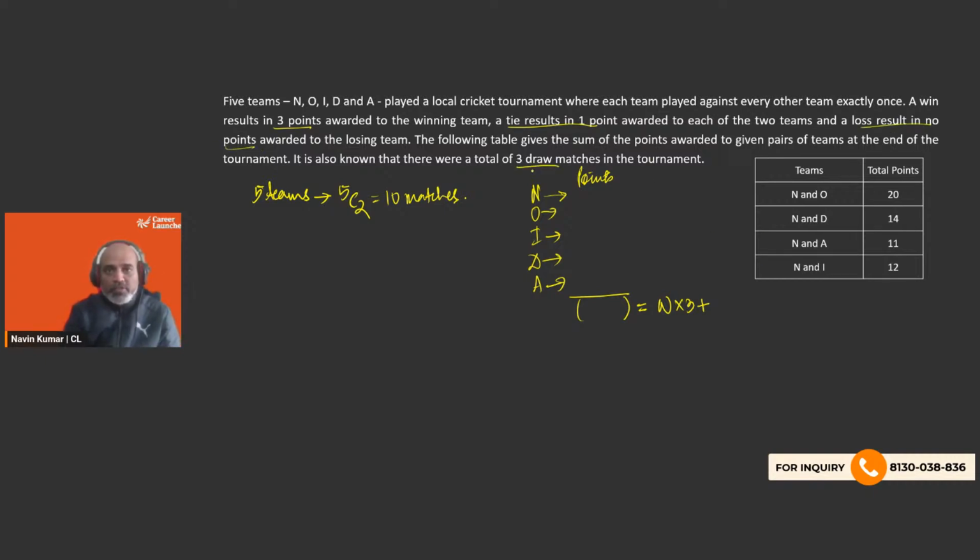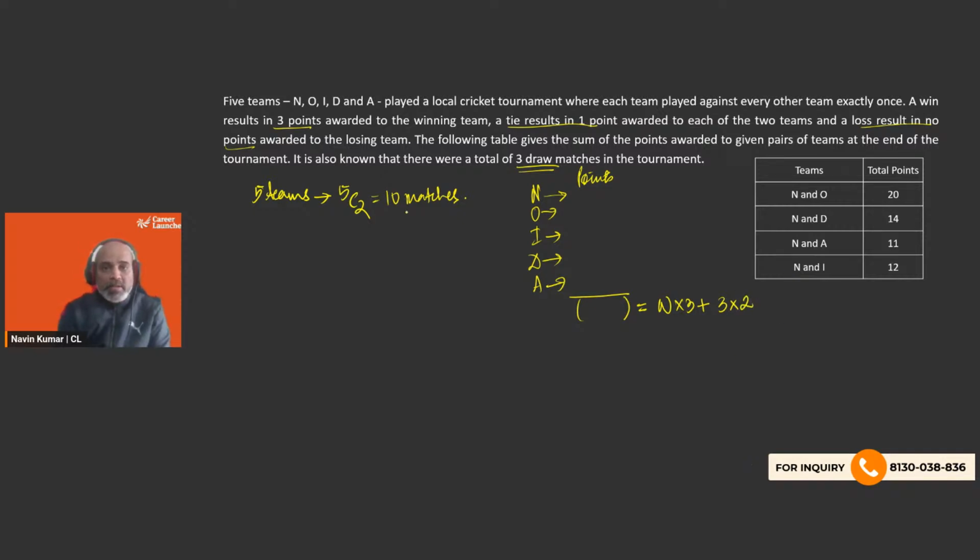And we were told that there were a total of 3 draw matches in the tournament. Now, if there were a total of 3 draw matches in the tournament, that means when 2 teams play, each one will be awarded 1 point, right? So since there are 3 draws, the value of D is 3 basically, and each team gets 1 point. So in each drawn match, there will be 2 points awarded. So it's going to be 3 into 2.